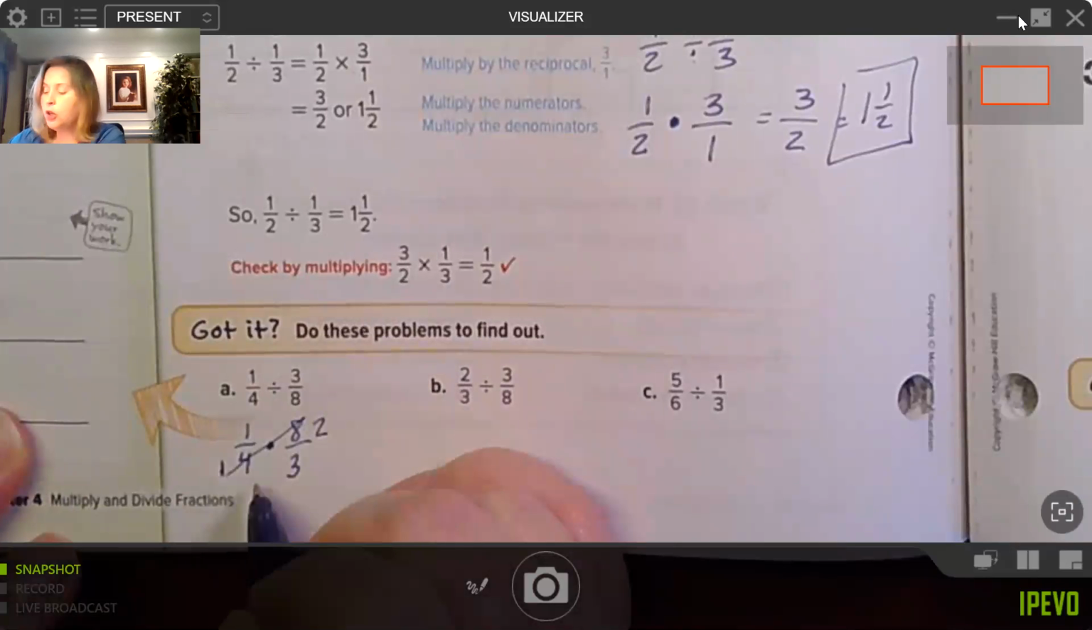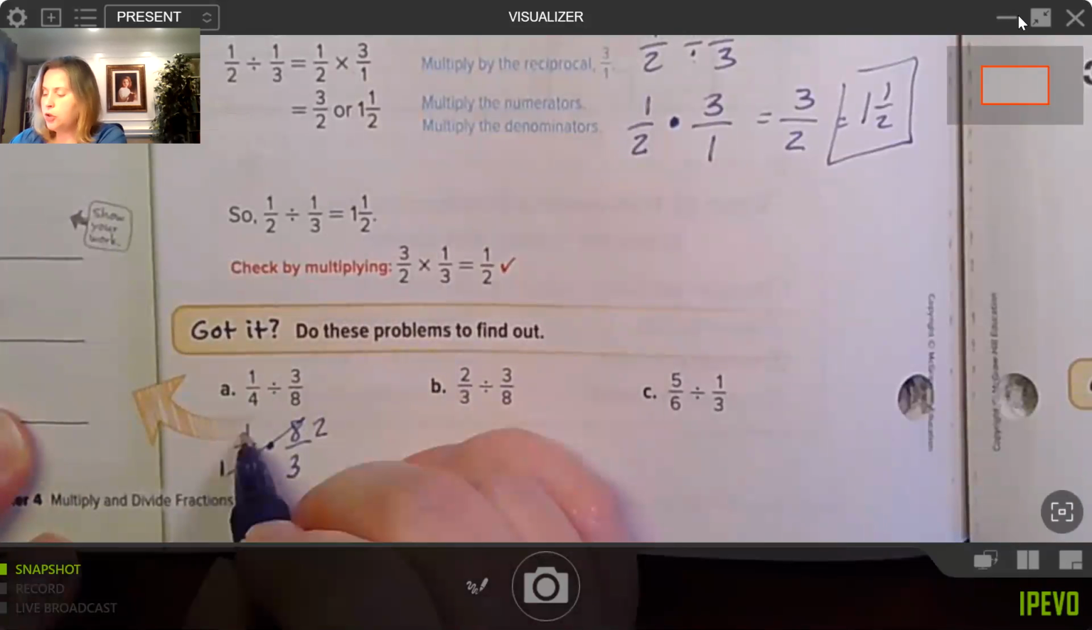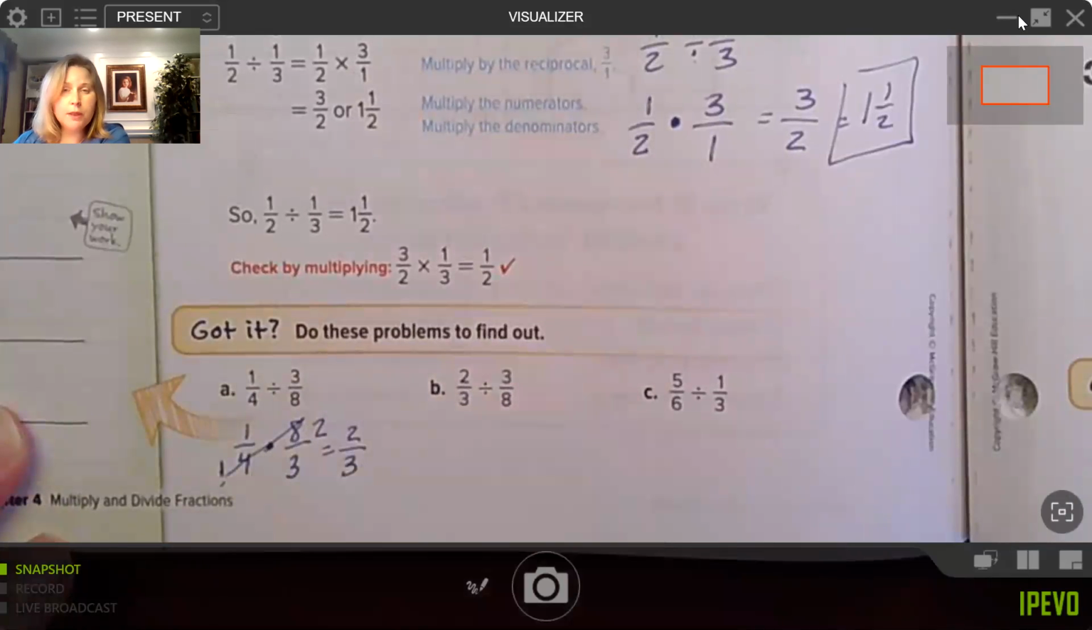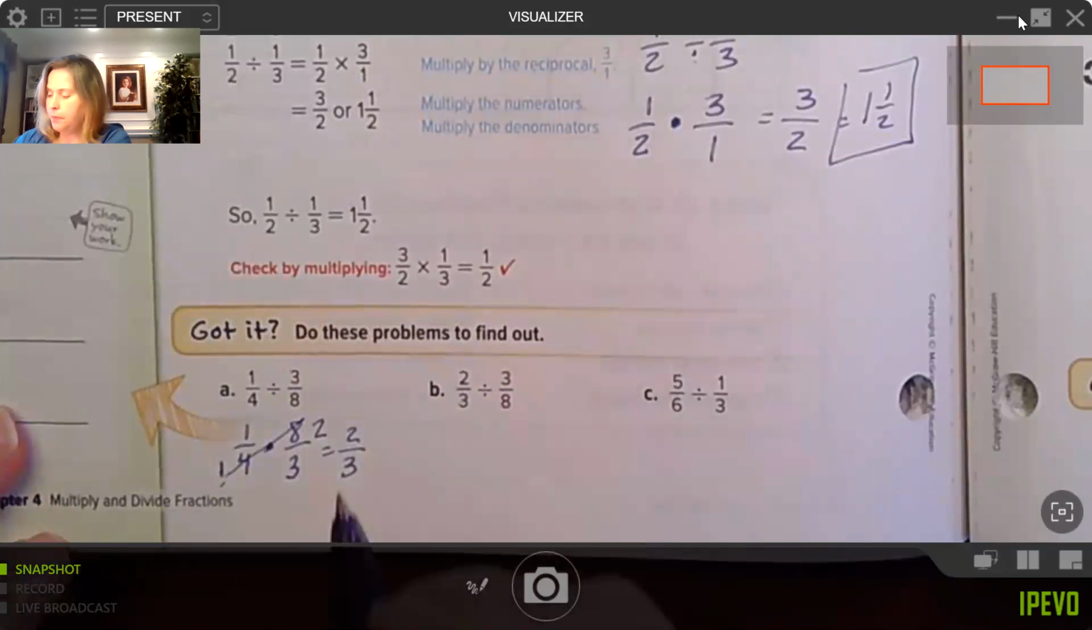So then we can multiply. Numerator times numerator is 2. Denominator times denominator is 3. And then we check to see if we can simplify. 2/3 is already simplified, so we are finished with that problem.